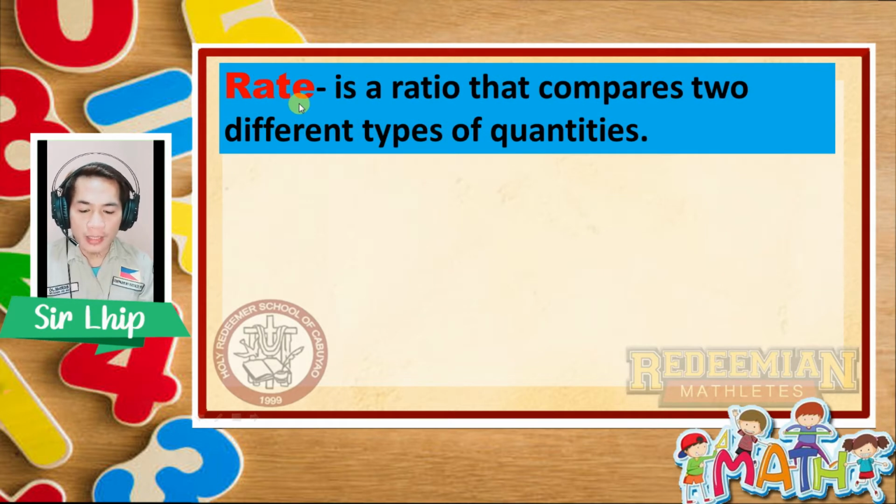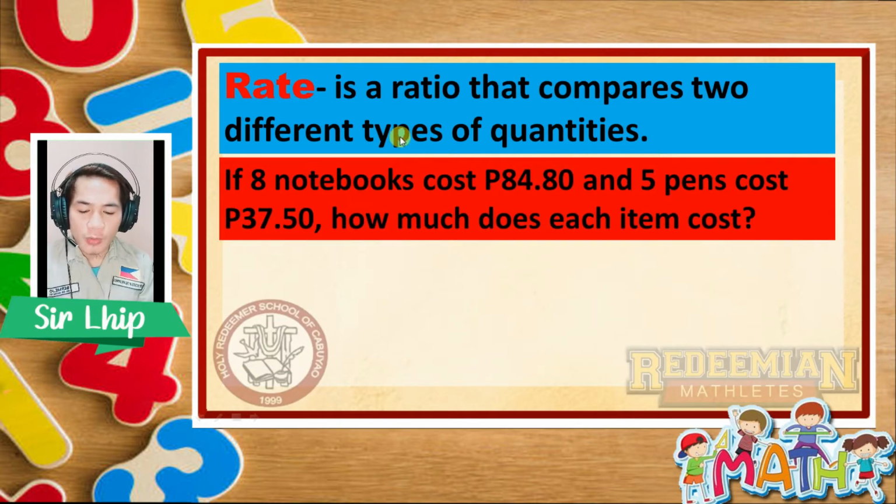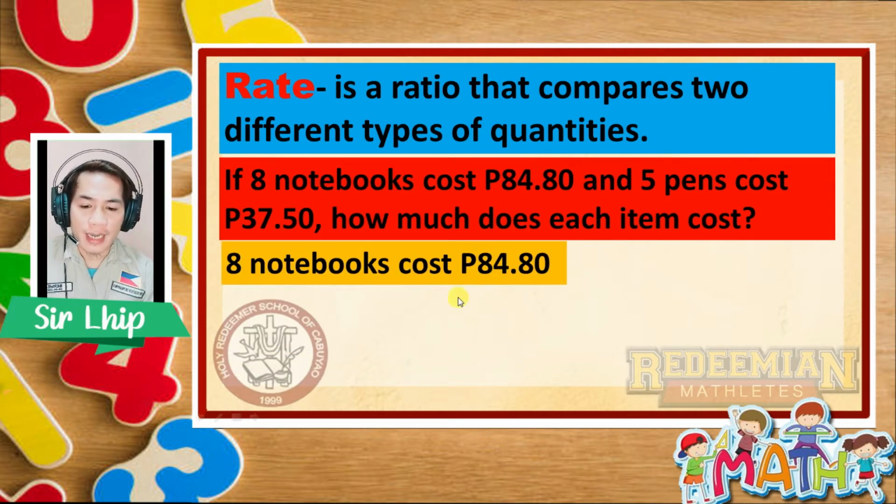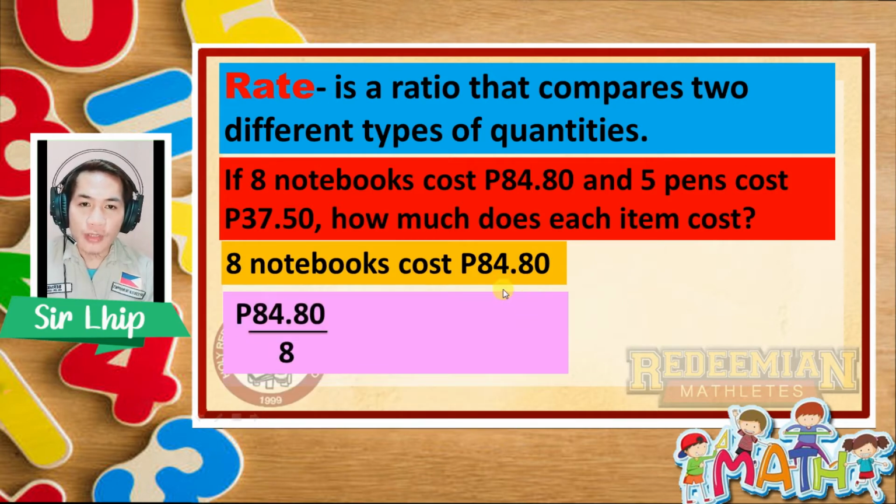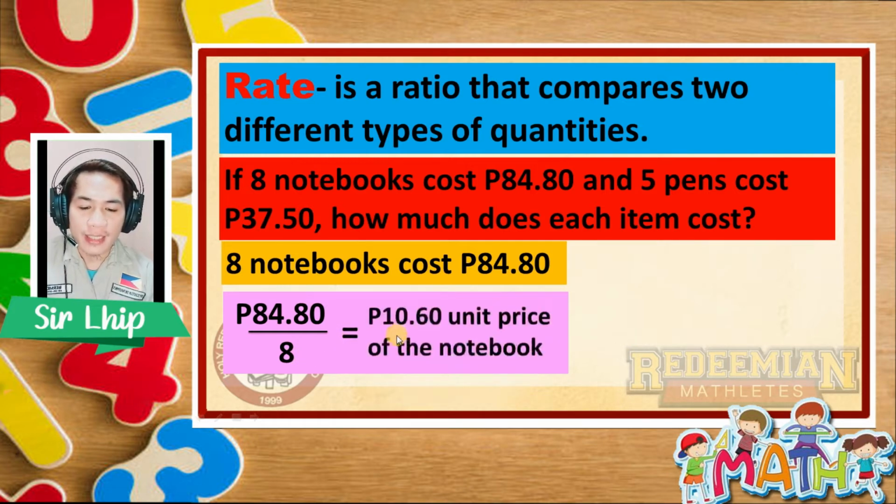Rate is a ratio that compares two different types of quantities. Example, if 8 notebooks cost 84 pesos and 80 centavos, and 5 pens cost 37 pesos and 50 centavos, how much does each item cost? 8 notebooks cost 84 pesos and 80 centavos. So 84 pesos and 80 centavos divided by 8 equals 10 pesos and 60 centavos, the unit price of the notebooks. So each notebook costs 10 pesos and 60 centavos.